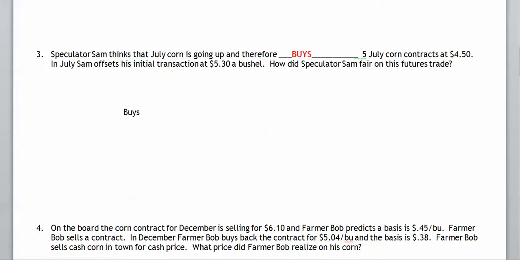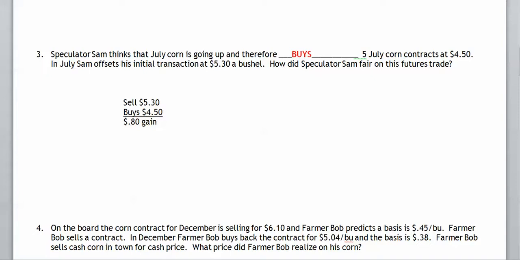So we buy at $4.50 a bushel. In July, Sam offsets his initial transaction at $5.30. So how do we offset buying? We sell. How did we do on our futures trade? Well, this speculator did very well. We made 80 cents a bushel. We bought at $4.50, we sold at $5.30.